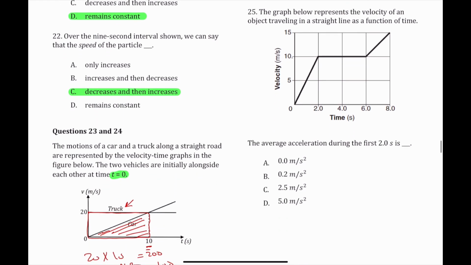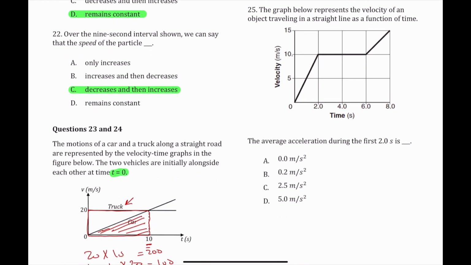25. The graph below represents the velocity of an object traveling in a straight line as a function of time. The average acceleration during the first 2 seconds is, acceleration 2 seconds, so we get the slope. So it's 10 over 2, which is 5. D.